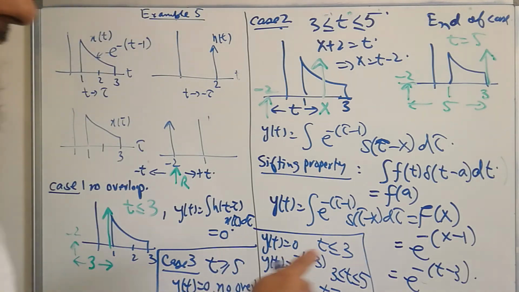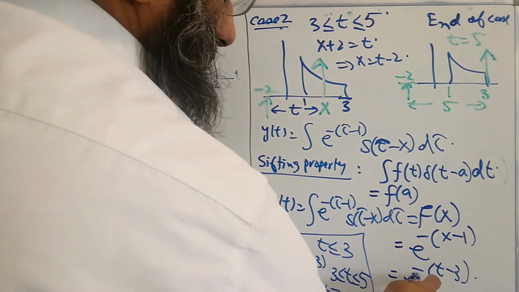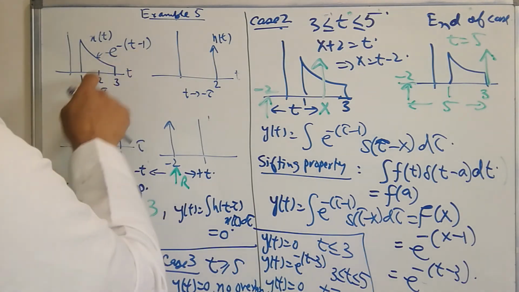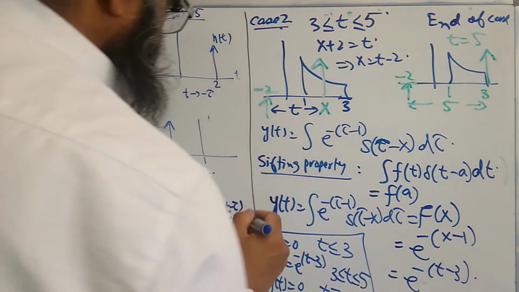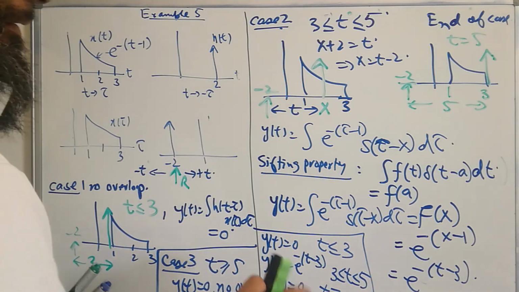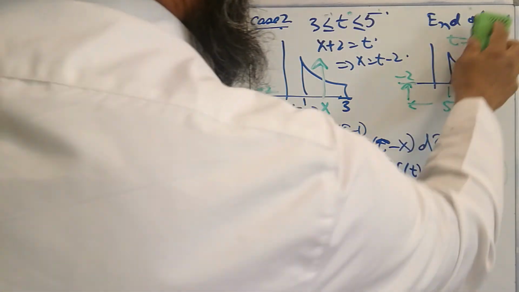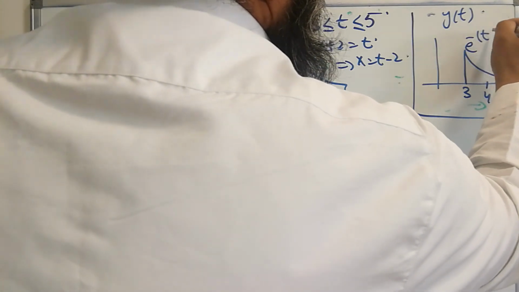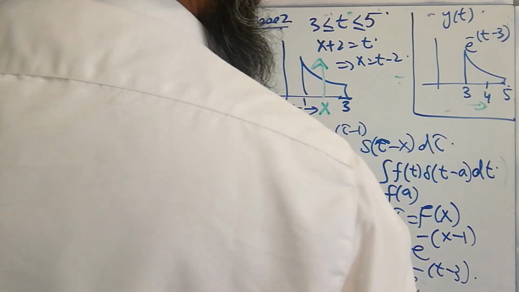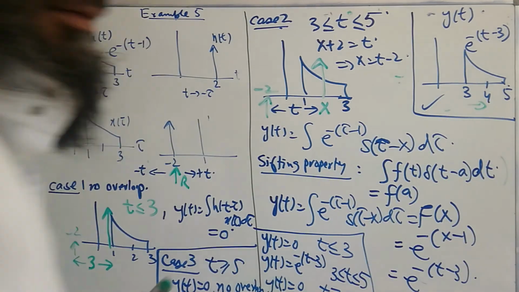Now what is my y of t? y of t is just the same function but shifted by 3. So I will just draw it here. Yeah, this is my y of t. So the final y of t will be e raised to minus t minus 3. So this is my final answer.